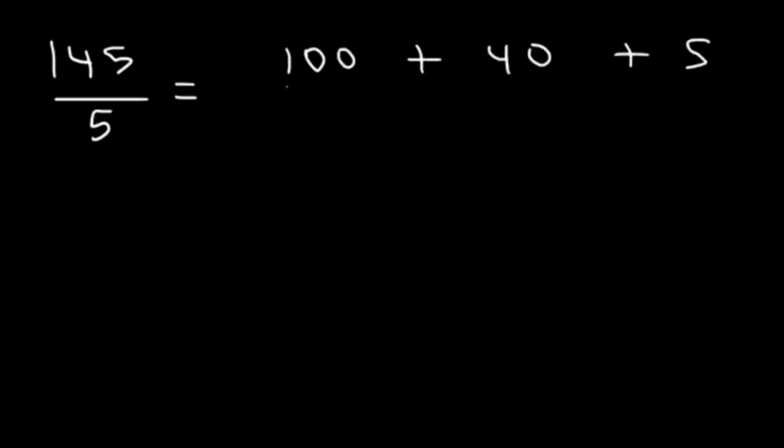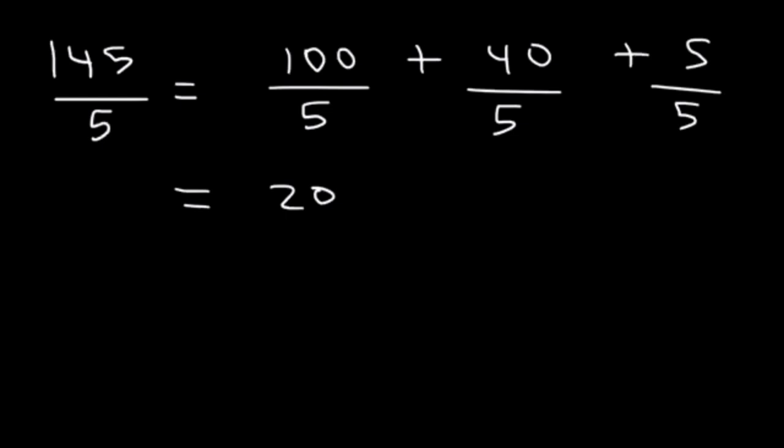Now what about 145 divided by 5? So what we could do is break this down into 100 plus 40 plus 5, because each of these numbers are multiples of 5. 100 divided by 5 is 20, because it takes 5 $20 bills to make 100. 40 divided by 5 is 8. 5 divided by 5 is 1. So this is going to add up to 29.